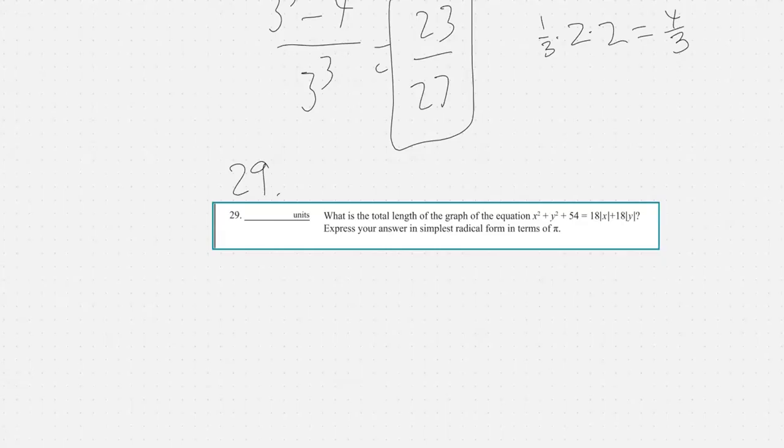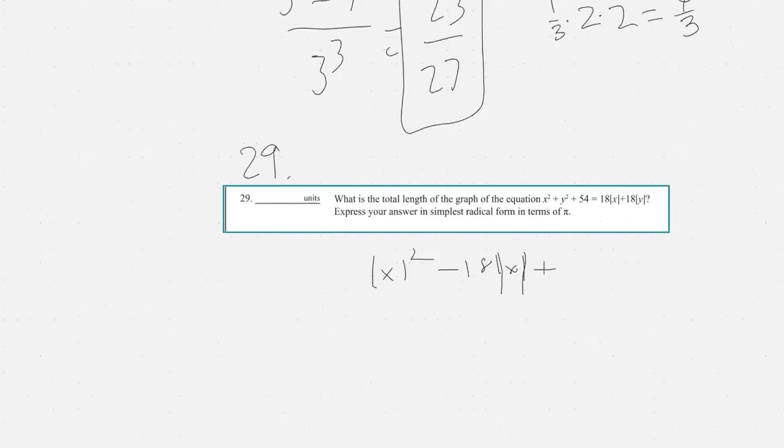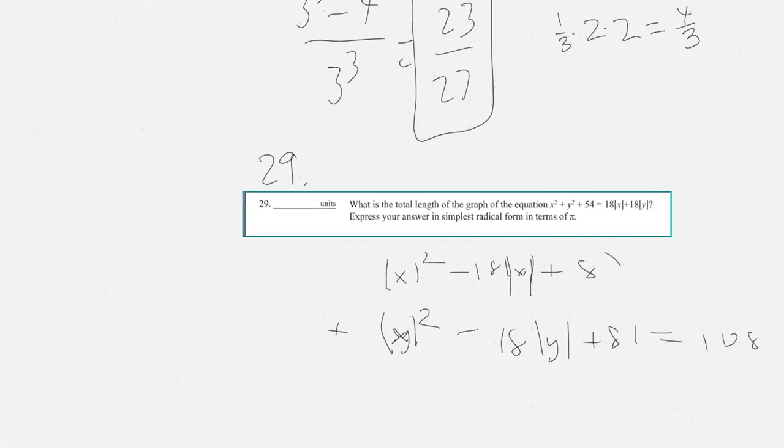Okay. So you can change the equation or move terms around, to get this. Wait, this is a y. And this should be equal to 108. So if you just graph this out, you'll get four circles centered at 9, 9.